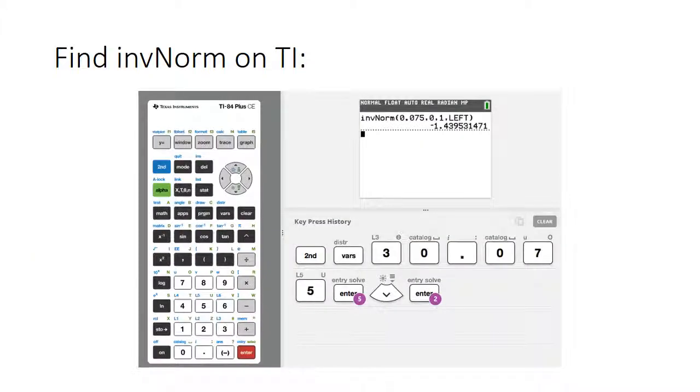Oh, and here's what it looks like on your calculator. Sorry. Inverse norm, that was your second VARS. Go to number 3, inverse norm, enter the area, and 0 and 1 are already given, and there you go.